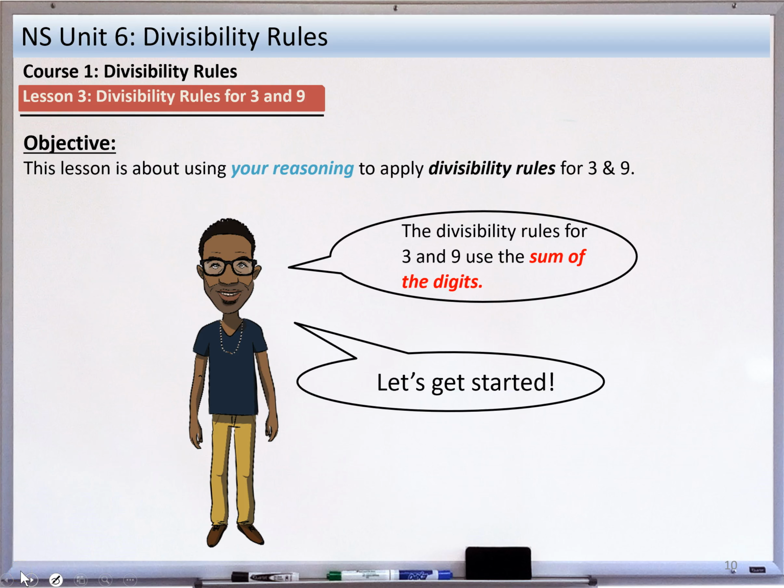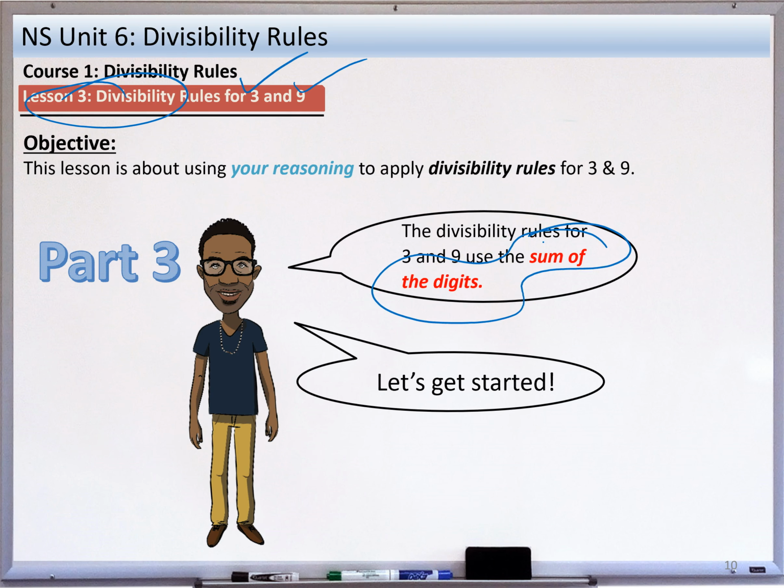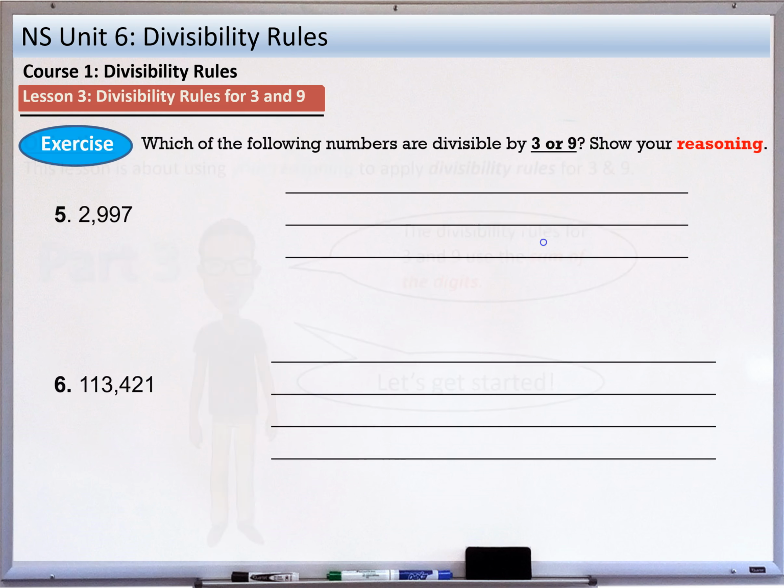This is going to be part 3 of lesson 3. We've done the divisibility rule for 3, practiced the divisibility rule for 9, a couple of practices. Now we're going to put those two together because they both use the sum of the digits. Let's get started.